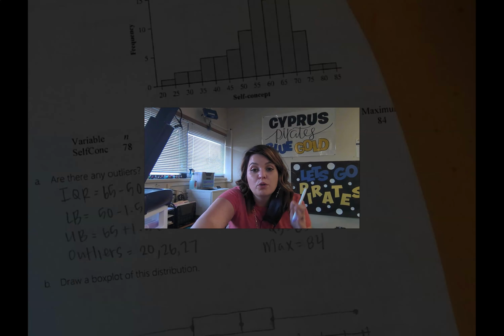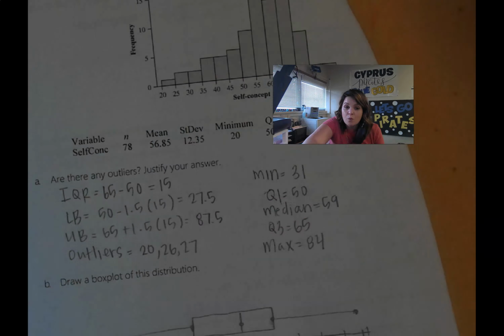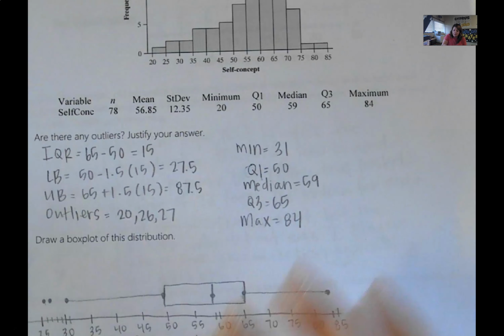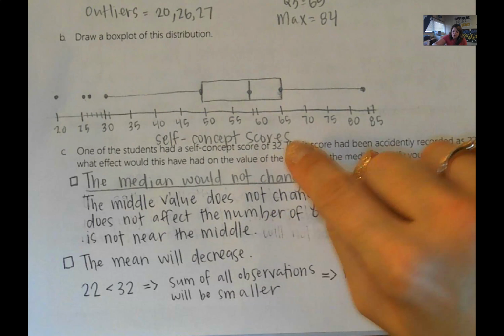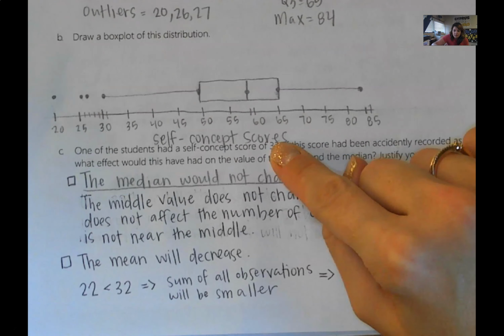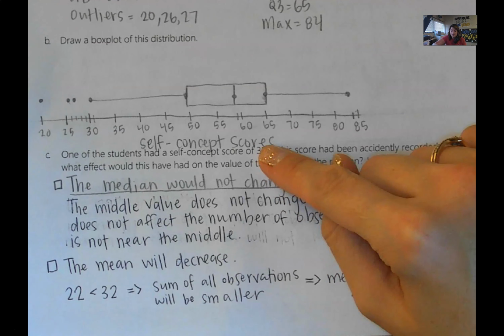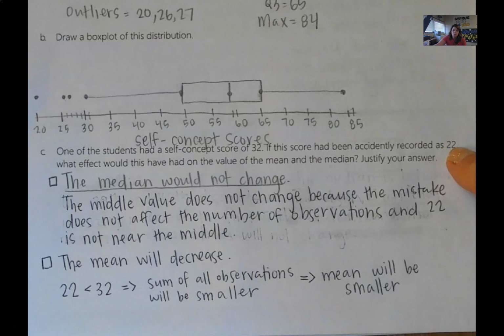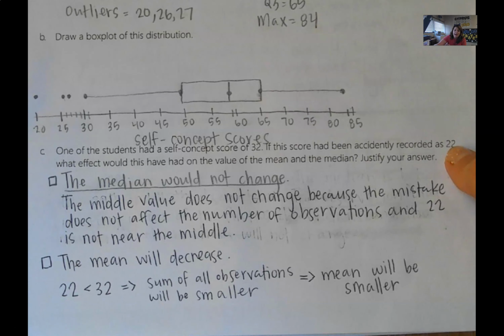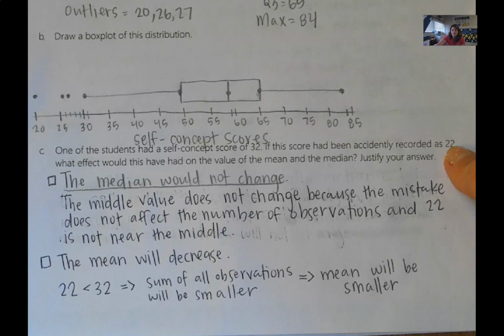This is one of the most important concepts from Unit 1. So let's revisit what it was. If the self-concept score of 32 was accidentally recorded as a lower score of 22, what would this effect have on the mean and the median?